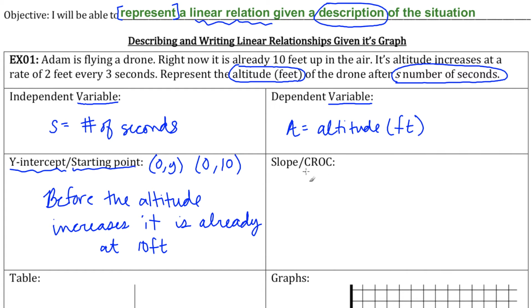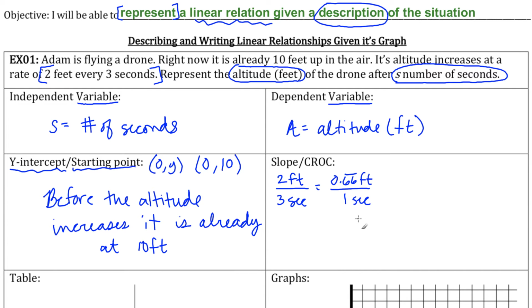Now this slope, this constant rate of change, our slope, it says that its altitude increases at a rate of 2 feet every 3 seconds. These are pretty easy to identify because it's usually just a rate. So 2 feet every 3 seconds. So our slope is 2 over 3. So 2 feet per 3 seconds, which is 0.66 feet every 1 second.